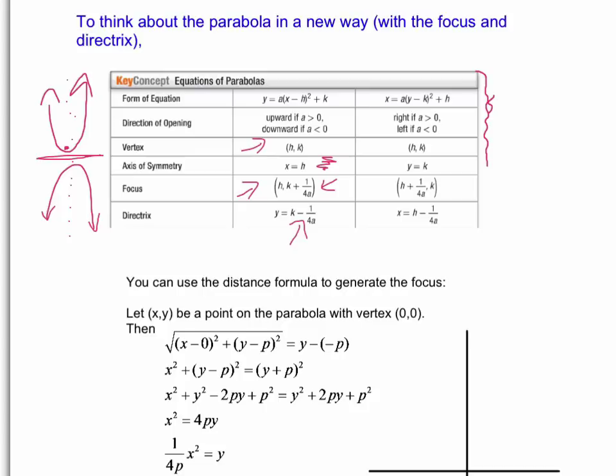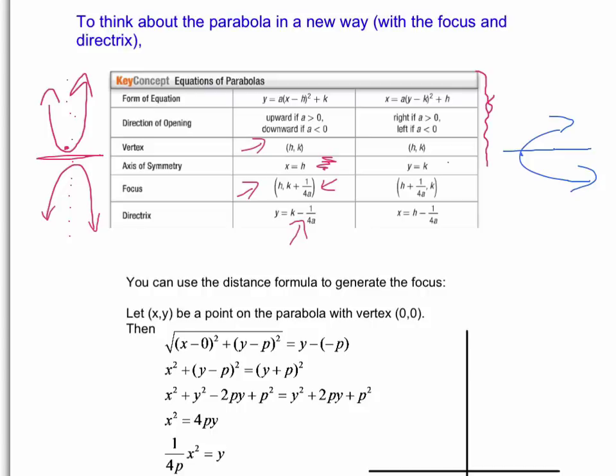For a sideways parabola, if the parabola opens sideways, the focus is inside the parabola with the directrix, with the vertex here. All of those are on the same horizontal line, so their x value is going to change and their y value is going to stay the same.